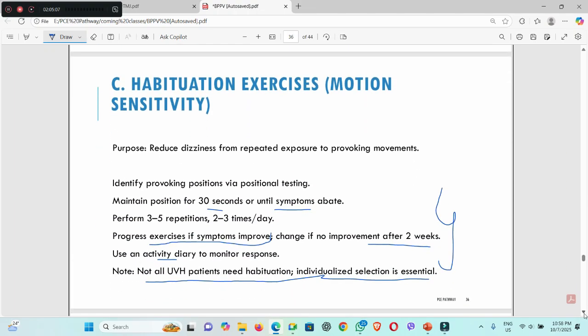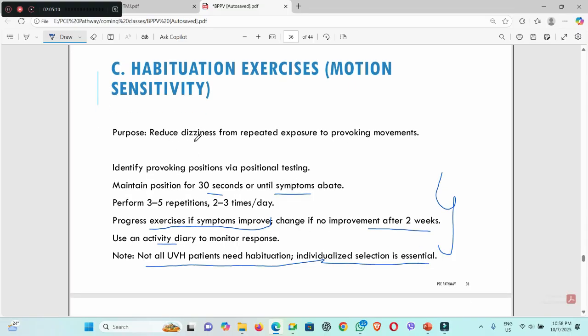Habituation exercises, which is for motion sensitivity. It reduces dizziness from repeated exposure to provoking movements. Identify provoking movements via positional testing. Maintain position for 30 seconds or until symptoms abate. Perform 3 to 5 repetitions 2 to 3 times per day. Progress exercises if symptoms improve. Change if no improvement after 2 weeks. Use an activity diary to monitor response.